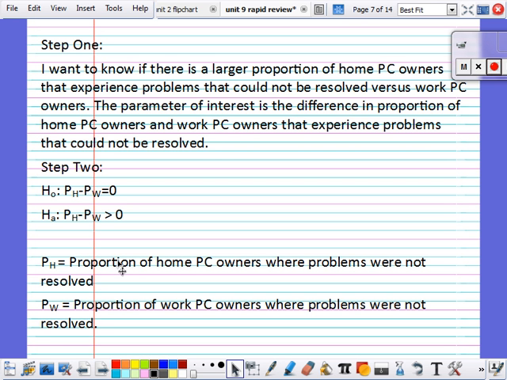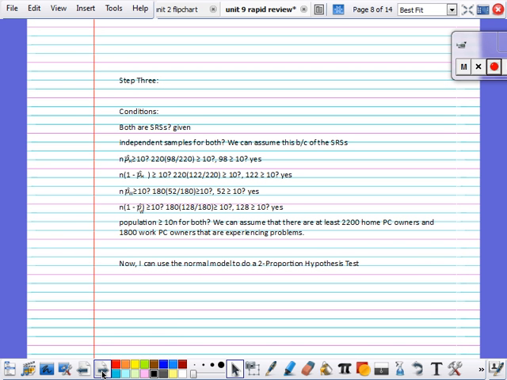Okay, you can define P sub H, P sub W in this step, or you could put it in parentheses up here in step 1. Now, the alternative is P sub H minus P sub W is greater than 0. And the reason is because in the problem we thought that there's a larger proportion of homes that experience problems that couldn't be resolved. So that's greater than.